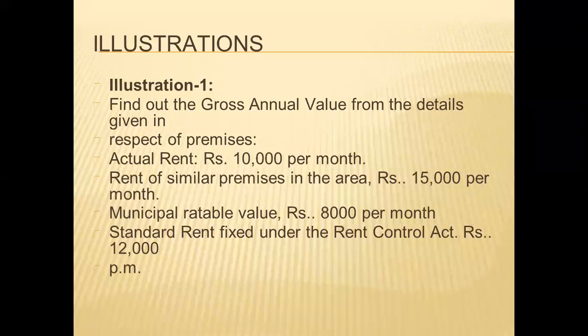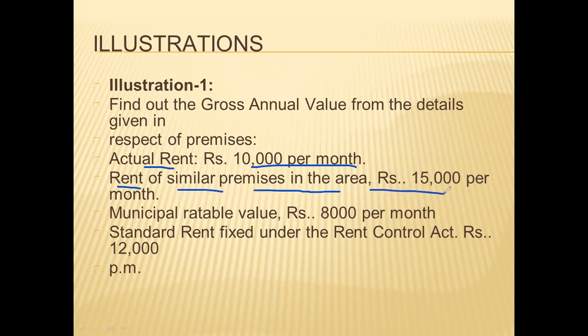So read this illustration, everybody. Find out the gross annual value from the details given below in respect of the premises. Actual rent 10,000 per month. Rent of similar premises in the area rupees 15,000 per month. Municipal rateable value 8,000 per month. Standard rent 12,000 per month.